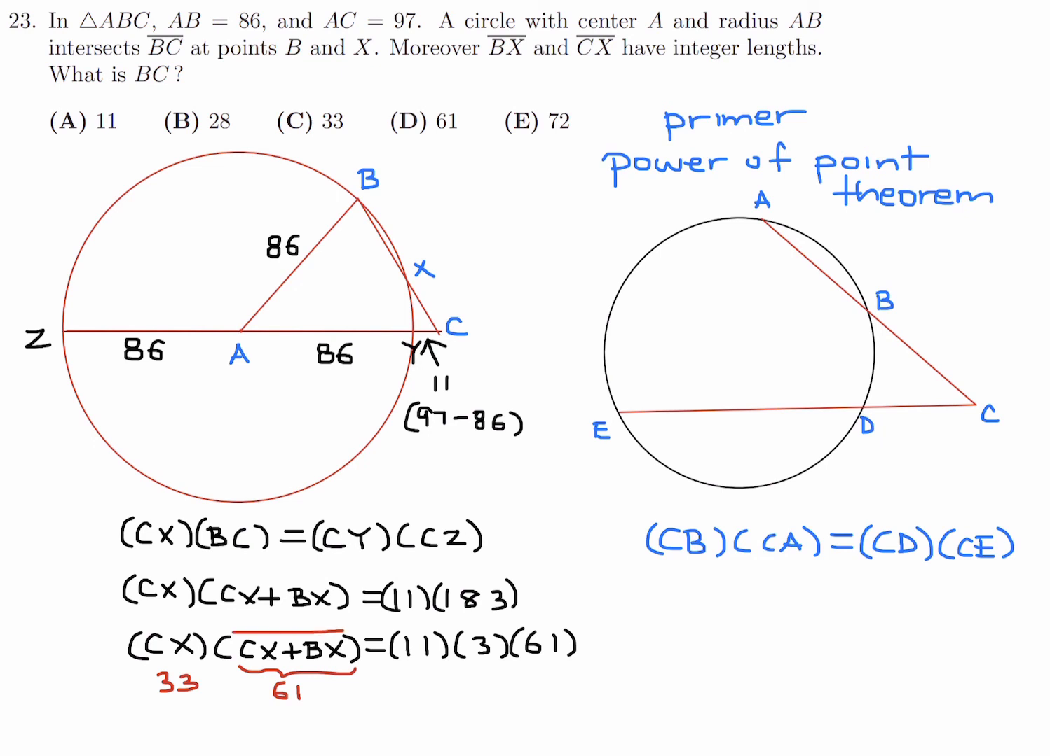See, the CX plus BX is CB. Or BC, right? So that's it. This is BC. And it's equal to 61. So if you use the power of point theorem, you can see that you can get the answer pretty quickly. So number 23, the answer is 61, which would be D.